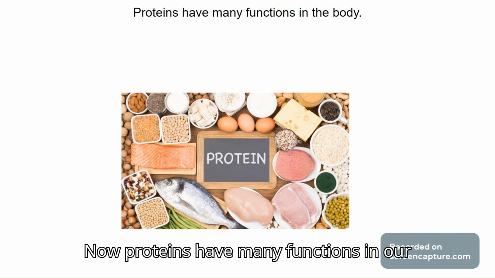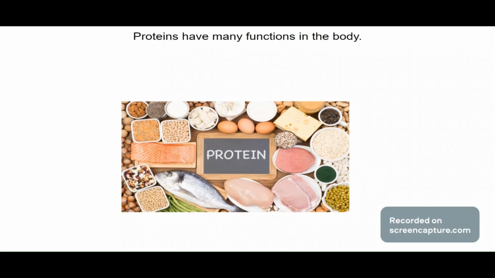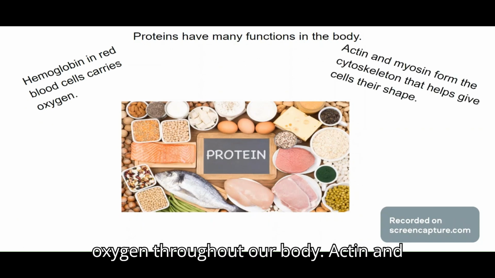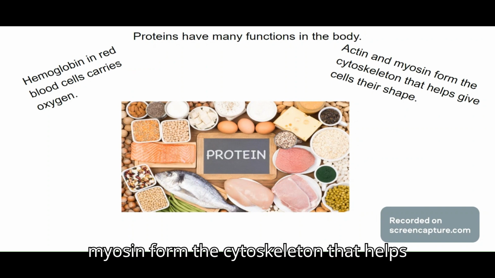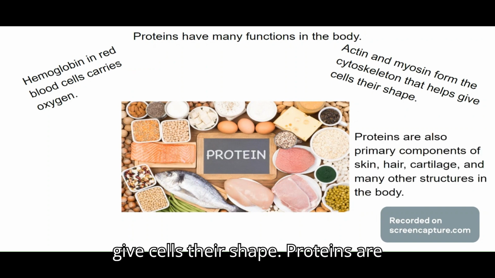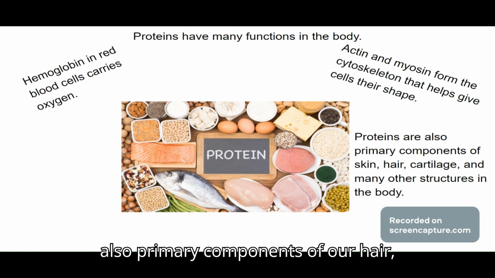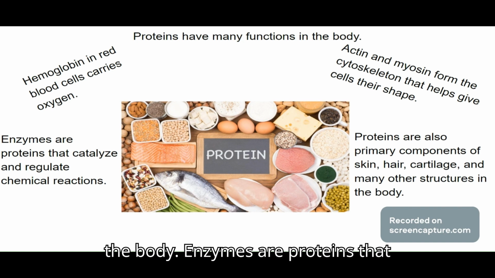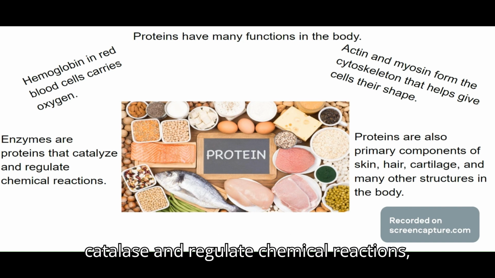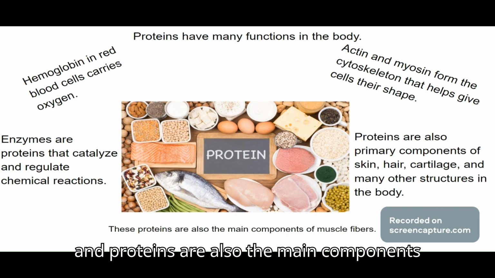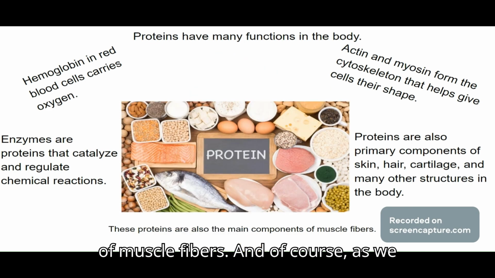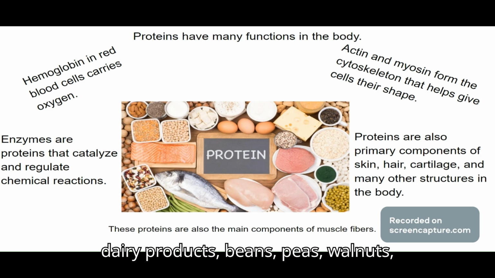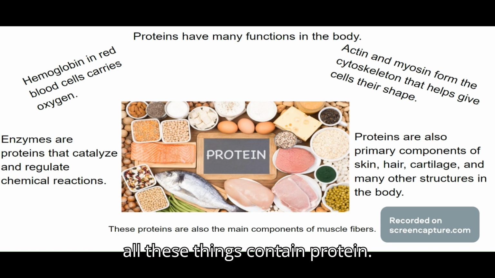Now, proteins have many functions in our body. Hemoglobin in red blood cells carries oxygen throughout our body. Actin and myosin form the cytoskeleton that helps give cells their shape. Proteins are also primary components of our hair, skin, cartilage, and other structures in the body. Enzymes are proteins that catalyze and regulate chemical reactions. And proteins are also the main components of muscle fibers. And of course, as we discussed earlier, fish, egg, cheese, dairy products, beans, peas, walnuts, all these things contain protein.